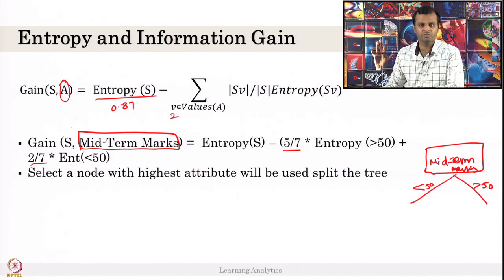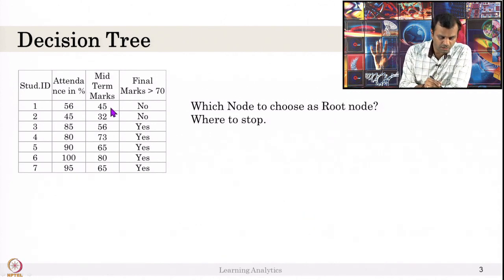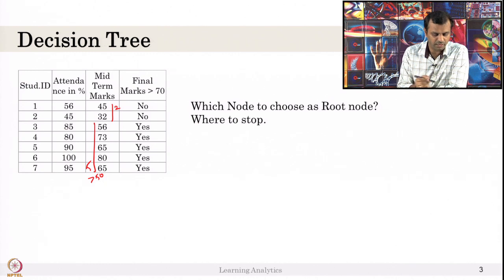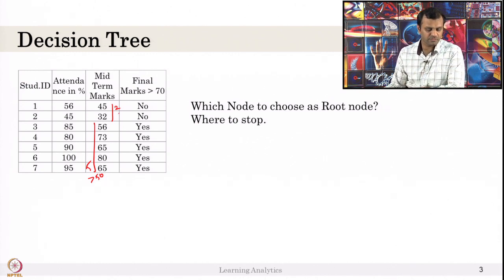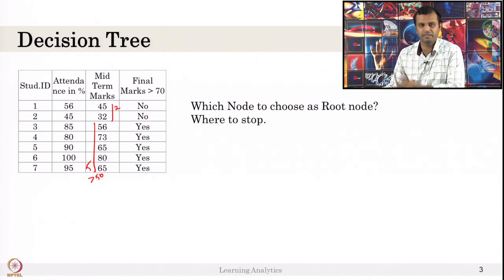Let us look at the table again once. Okay, in the midterm marks, yeah, that's exactly here. There are 2 students who got less than 50 marks, and all other students, 5 students, got more than 50 marks. Right. So, let us classify it. All the 2 students who got less than 50 marks failed, and the other students have passed the exam.